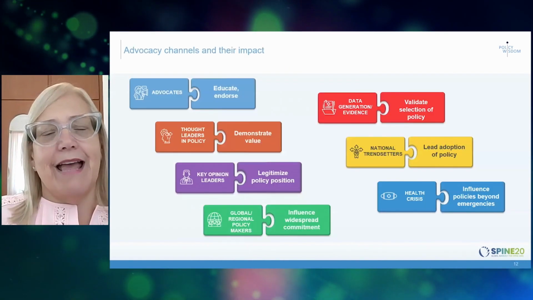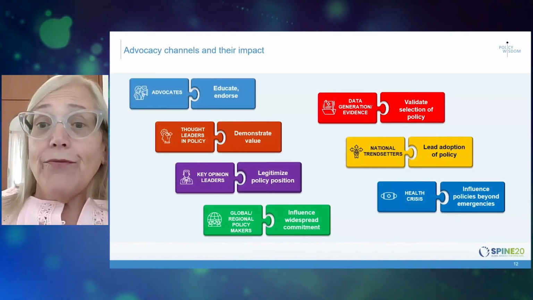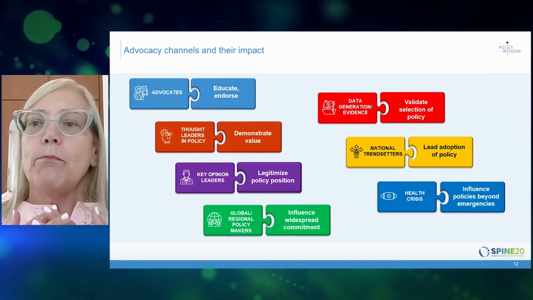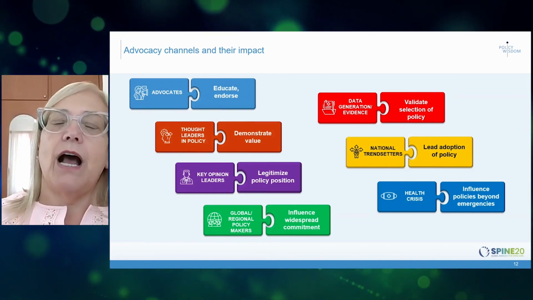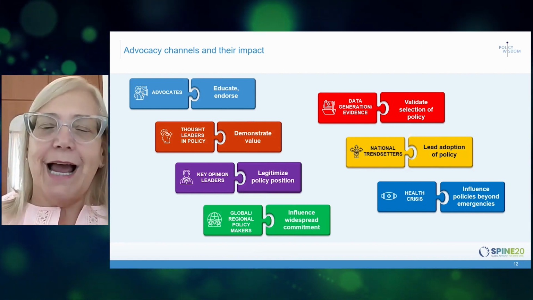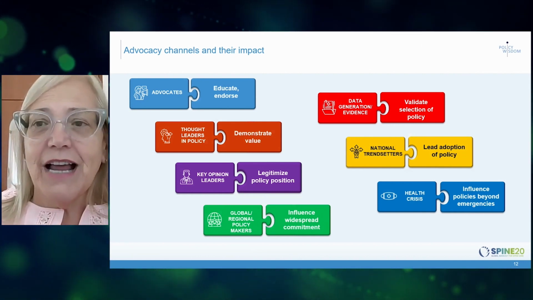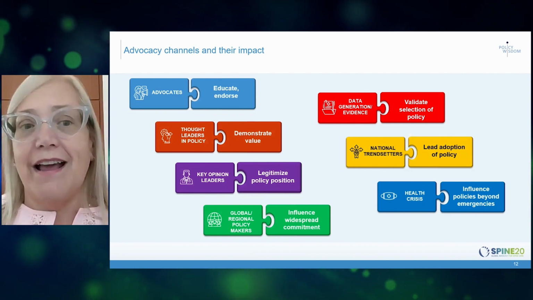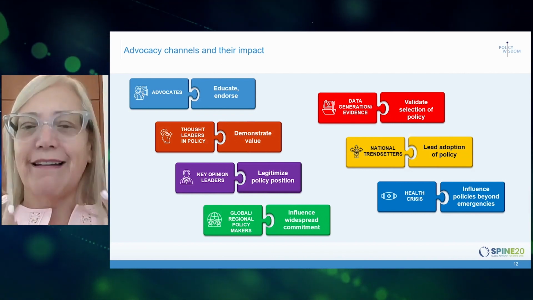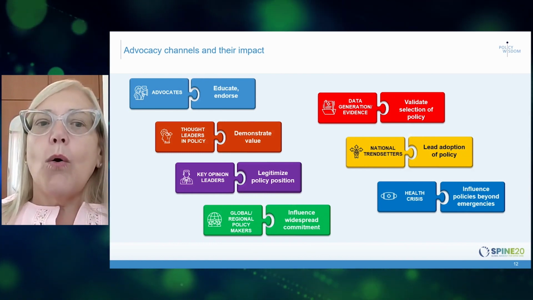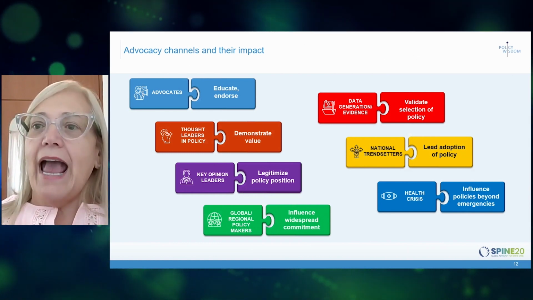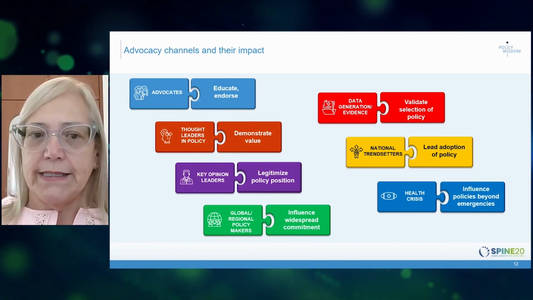So having said that, to advocate, we can advocate through mostly 7 channels. These 7 channels have different type of intention and different type of what they can accomplish. Advocates, like medical societies, patient advocacy groups, usually work in educating and endorsing certain policies.